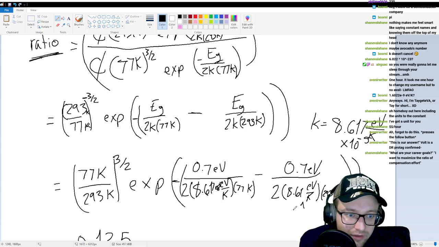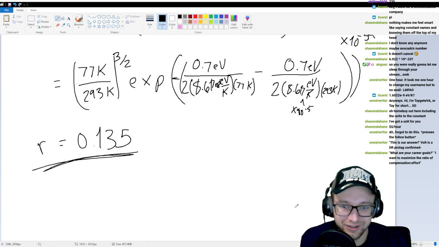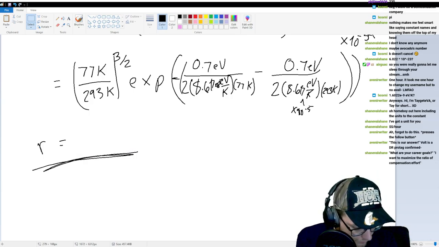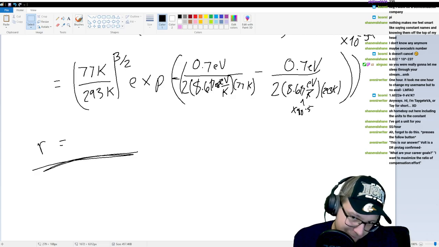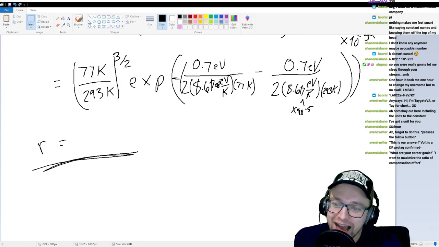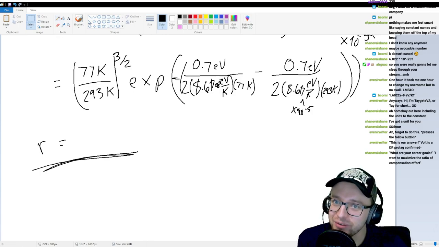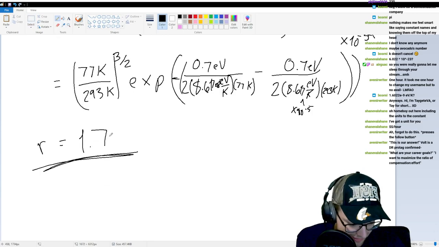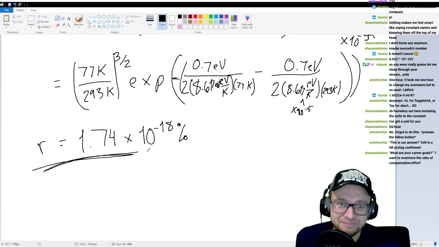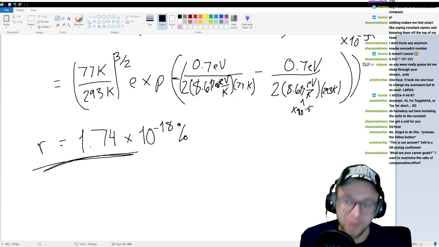Cool. And let's just put 10 to the minus 5. All right, let's try that calculation again, and get rid of that. And I'm willing to bet you a lot of money that this value drops significantly. Yeah. Because our new answer, which seems far more likely, is 1.74 times 10 to the minus 18.